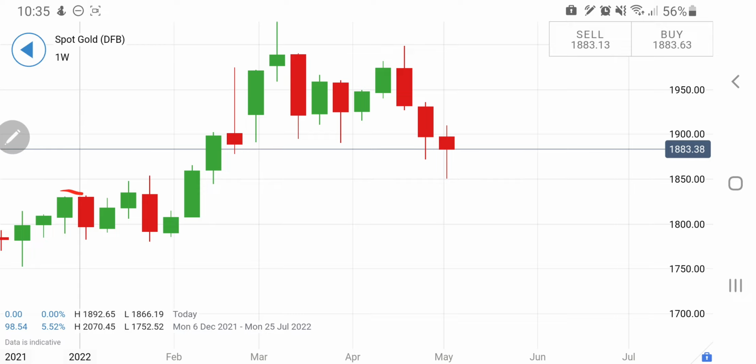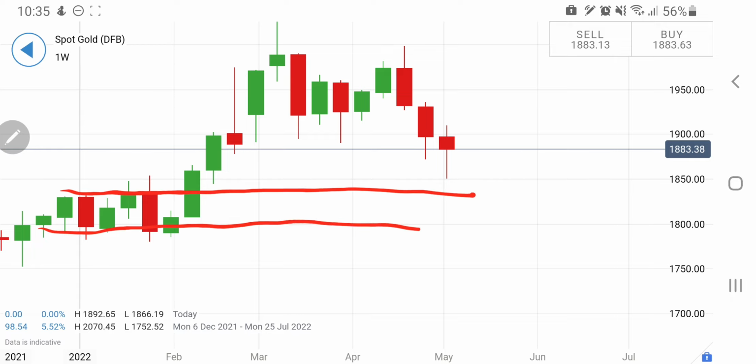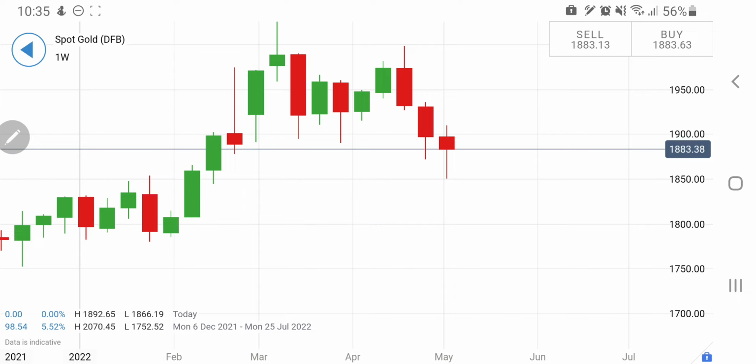This zone at 1836, we have seen it giving very strong resistance, and at the same time 1800 levels giving it very strong support. So on the downside, these two levels are definitely something important for us to watch out for. Now whether it could reverse or not, let's have a look at the daily charts.